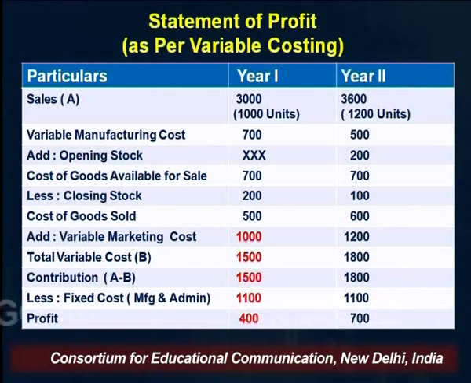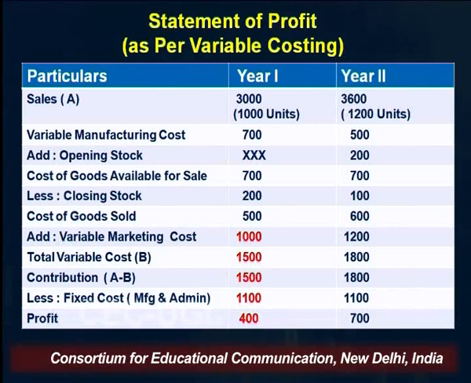Sales: we have 1000 units, selling price is 3 rupees per unit, so 3000, and here it is 1200 units, 1200 into 3, 3600. So we have taken variable manufacturing cost, we have added opening stock, there was no opening stock in the first year. We will deduct closing stock value, I have shown you the way we have calculated. Then whatever we get is known as cost of goods sold.